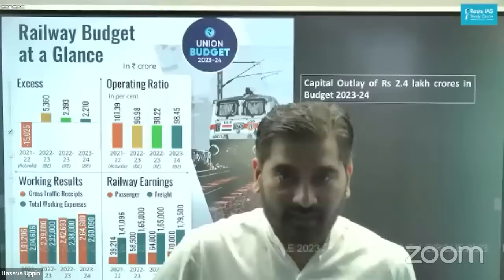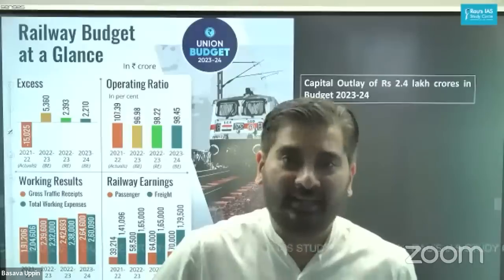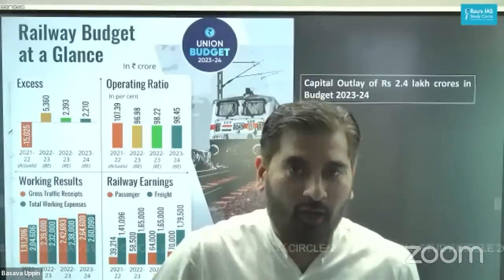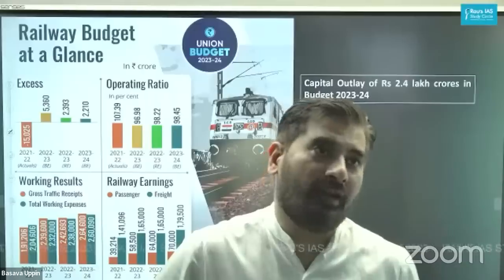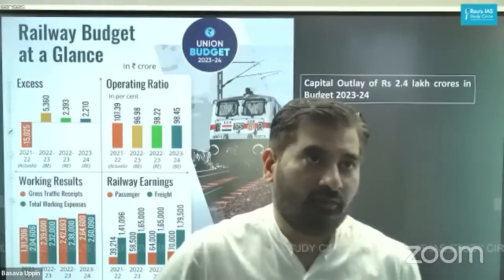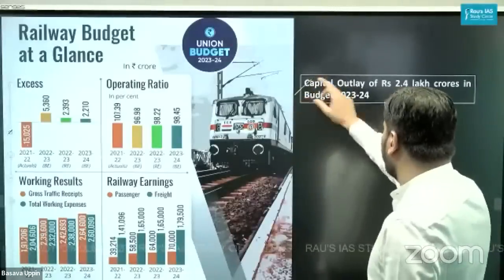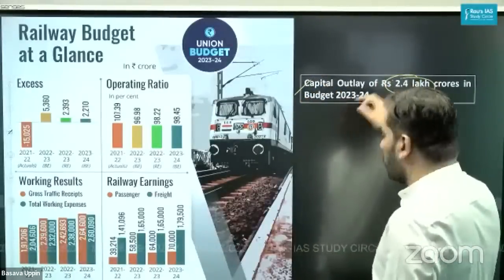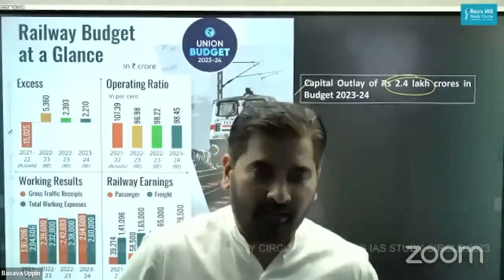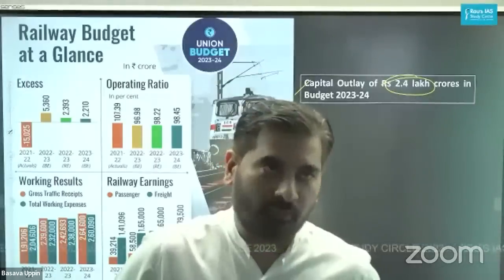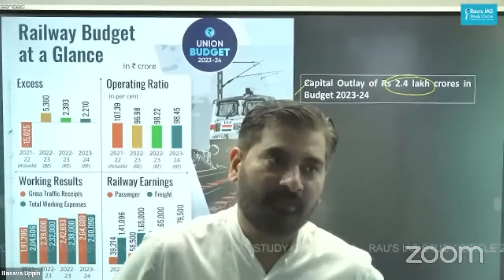So what we have done in this year's budget is we have significantly increased the capital outlay for the railway budget to almost 2.4 lakh crores. We have increased the allocation to the Ministry of Railways to 2.5 lakh crore, which is considered to be the highest in the last 4 to 5 years. So the idea is to improve the overall financial position of railways in India. I hope this part is clear.